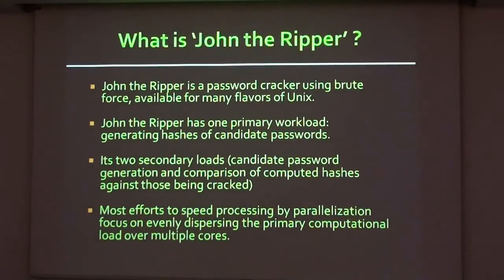Before we start installing John the Ripper, let me just quickly tell you about John the Ripper. John the Ripper is basically a fast password cracker which uses brute force to crack passwords. It has one primary workload, which is to generate hashes of candidate passwords. These hashes are used to compare with the hashes which are being cracked. Most efforts to speed processing by parallelization focus on evenly dispersing the primary computational load over the multiple cores.